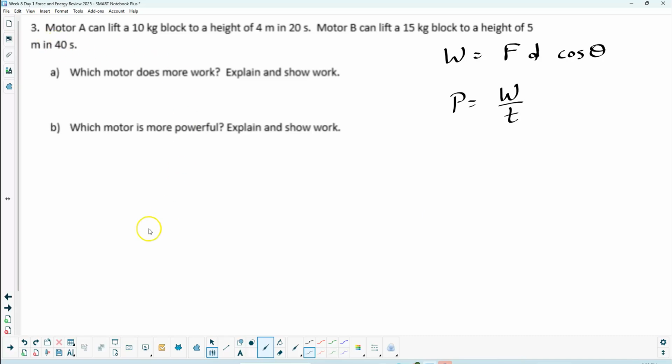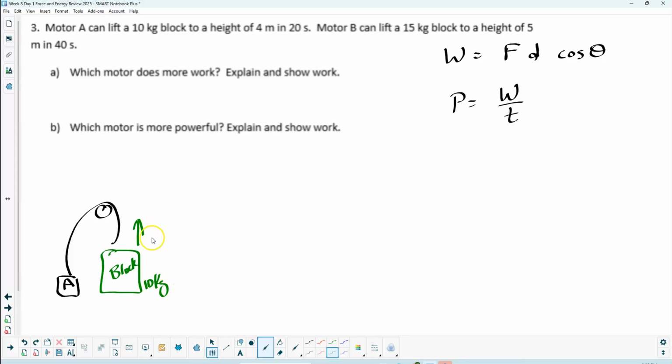So it says motor A can lift a block. So if this is A, the motor A can, it's over maybe a pulley, and it lifts this block upward, and it's a 10 kilogram block, and it lifts it for 4 meters. And it does that in 20 seconds. So 20 seconds is the time for A. The mass of A is 10, and then the height of A is 4. You can also call it distance of A if that makes more sense to you.